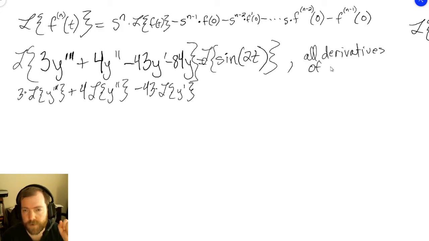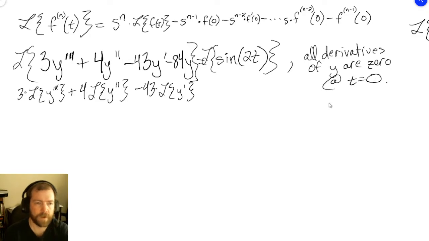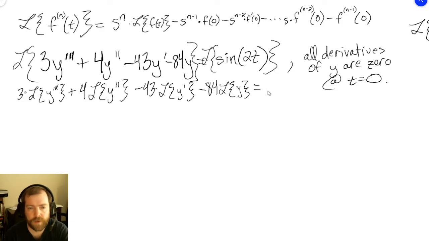All derivatives of y are 0 at t equals 0. Okay, and minus 84 times the Laplace transform of just y. It's equal to the Laplace transform of the sine of 2t. Well, we just did that on the previous page.